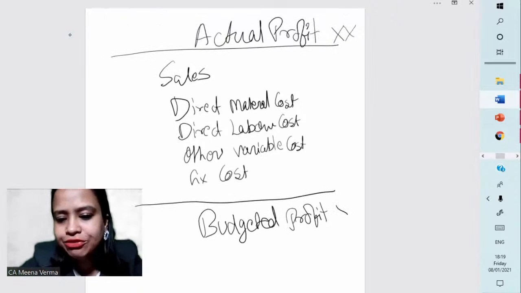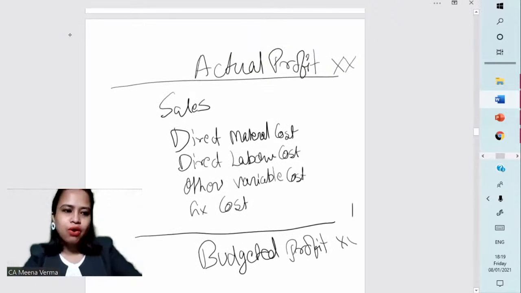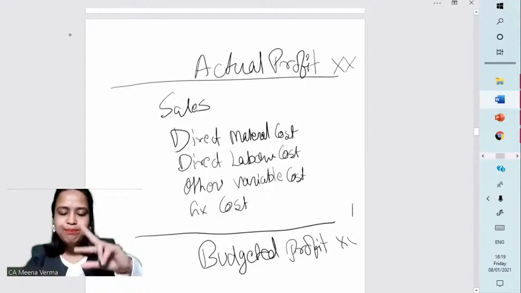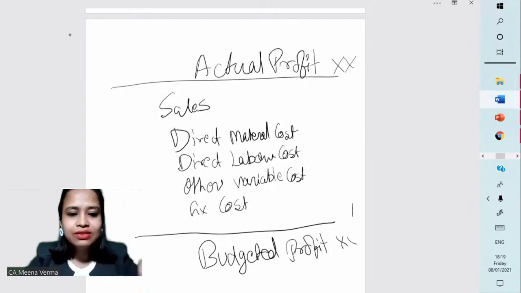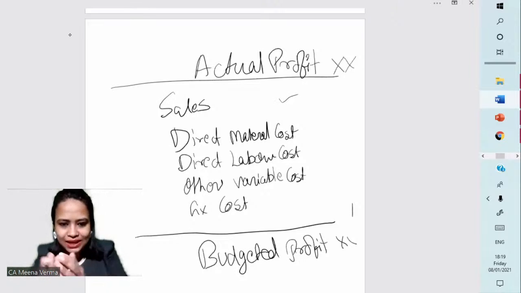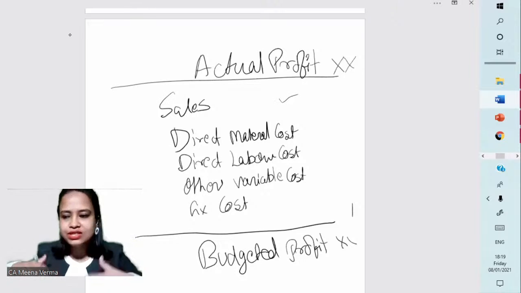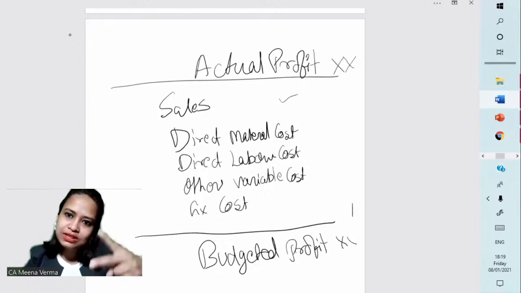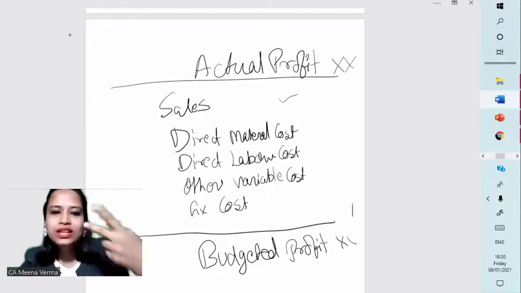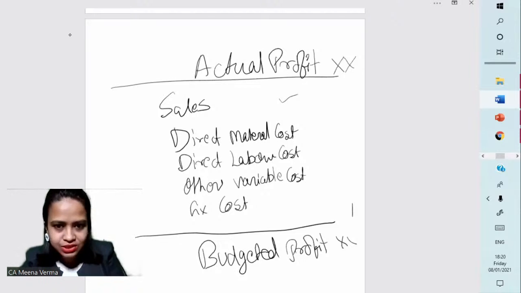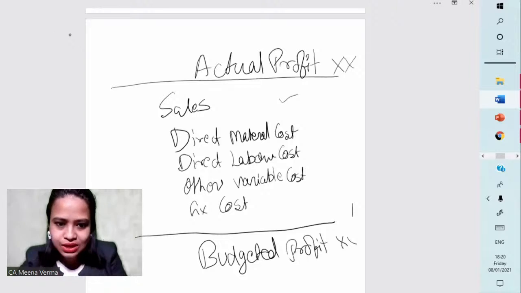So the difference between the actual profit and budgeted profit may arise either because of a difference in sales, in quantity or price, right? It might be possible that I'm selling at a higher price than the budgeted price, or selling more quantity than the budgeted quantity, or vice versa.